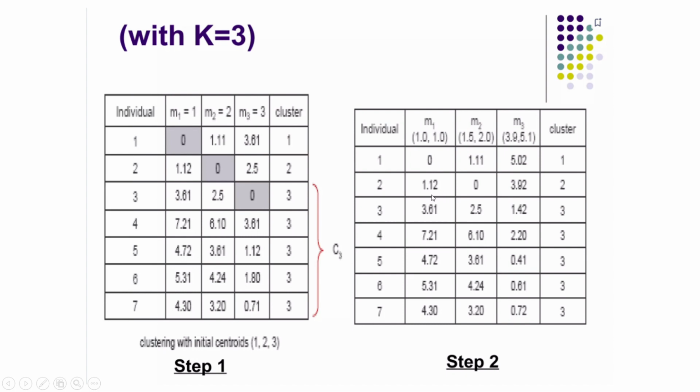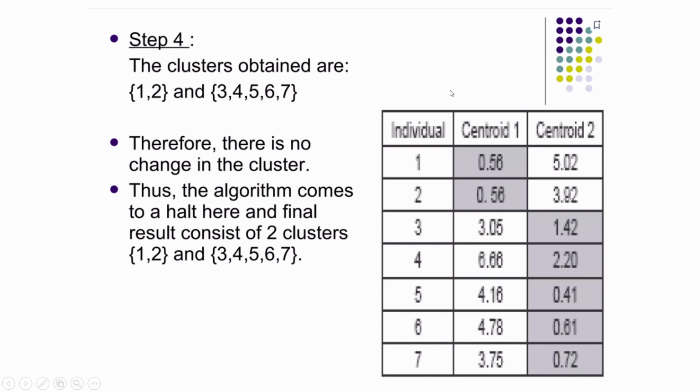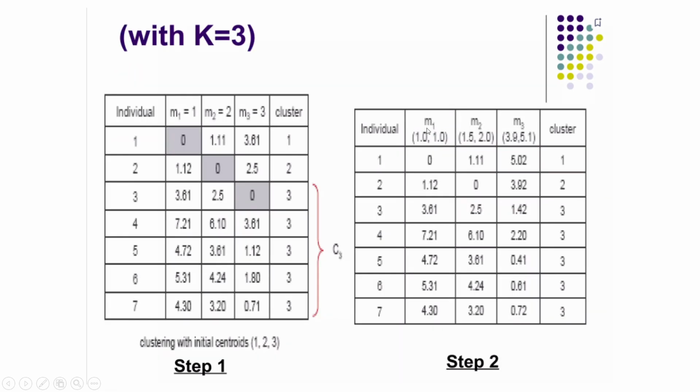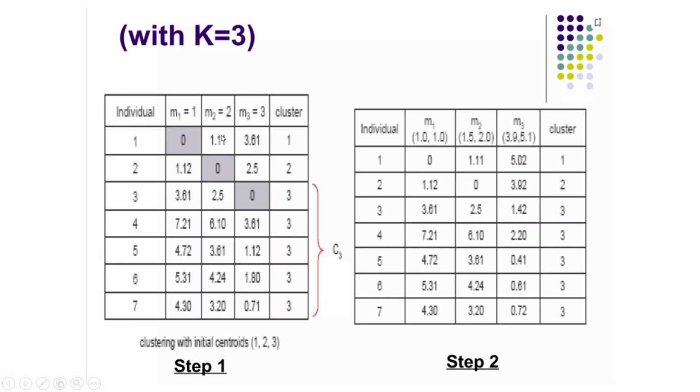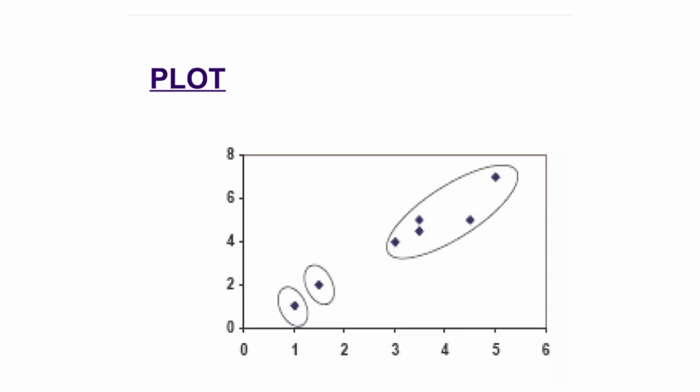Hence when we take k equal to 2, we grouped 1, 2 as one cluster and 3, 4, 5, 6, 7 as another cluster. When the k value increases, we observe that 1 belongs to the first cluster, 2 belongs to the second cluster, and 3, 4, 5, 6, 7 go into the third cluster. So here you need to observe that when the k value changes, the assignment of objects into clusters also changes. So we plot according to these points using axes. So thank you.